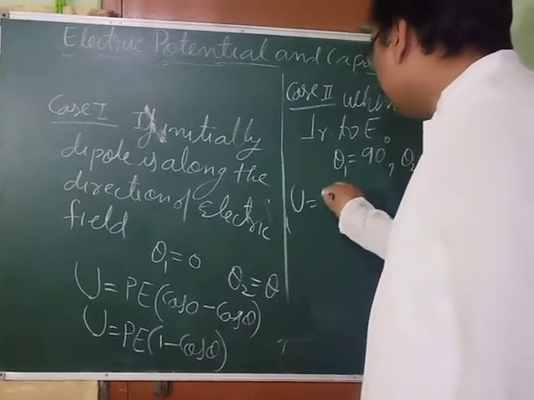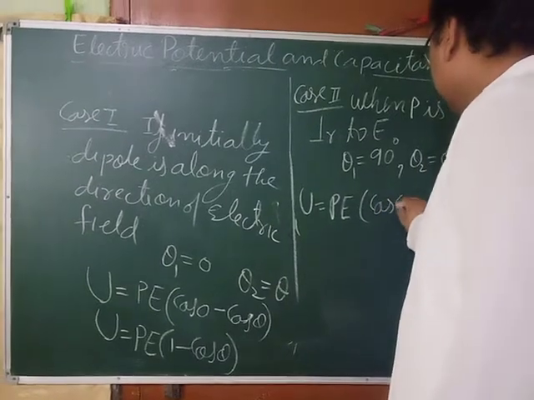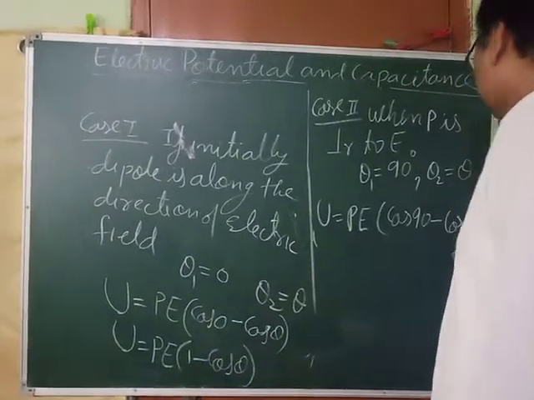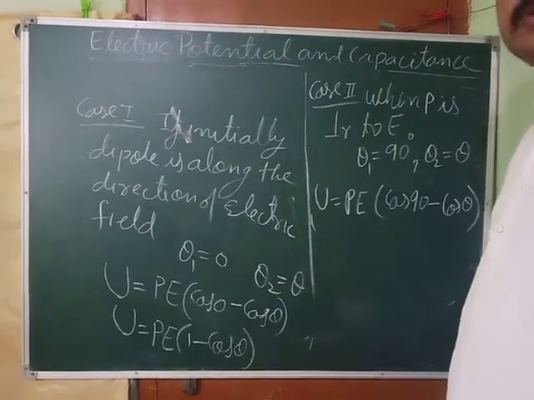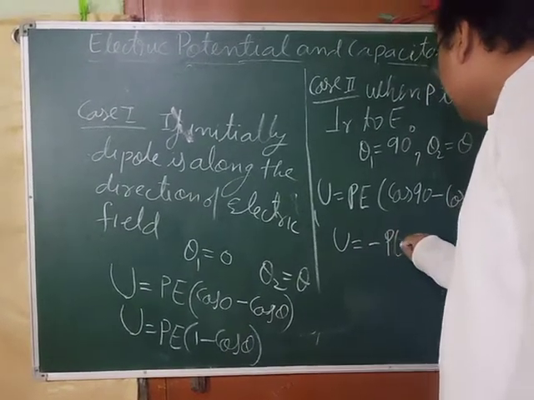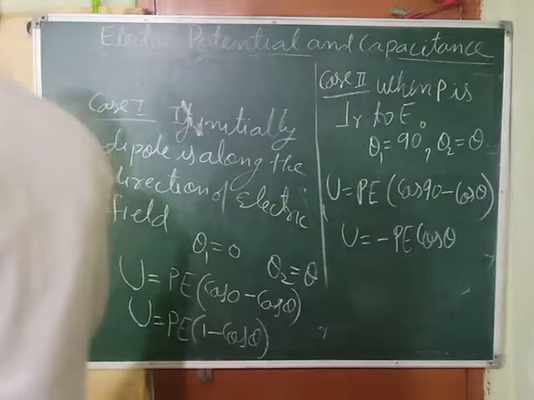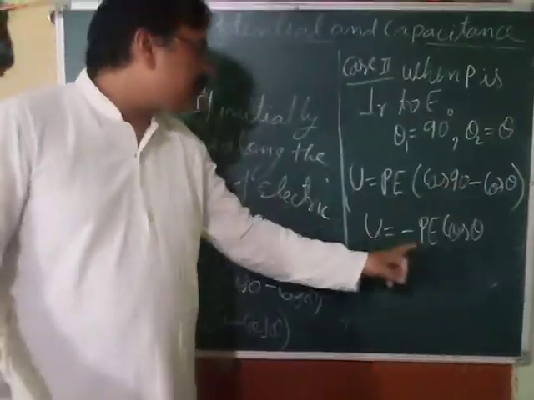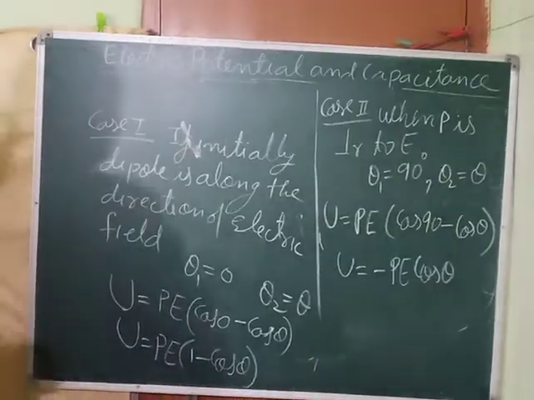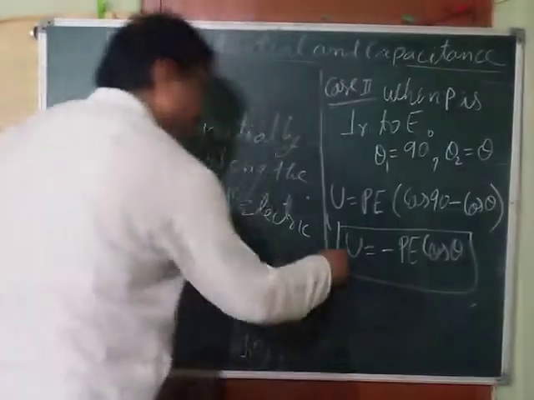So what will we get? U is equal to PE, it was cos theta 1, so cos 90 minus cos theta. Cos 90 is how much? 0. So we will get U is equal to minus PE cos theta. Because of this minus it becomes negative, and this cos 90 side has gone 0. So this is the second one. We can keep these results in a box.